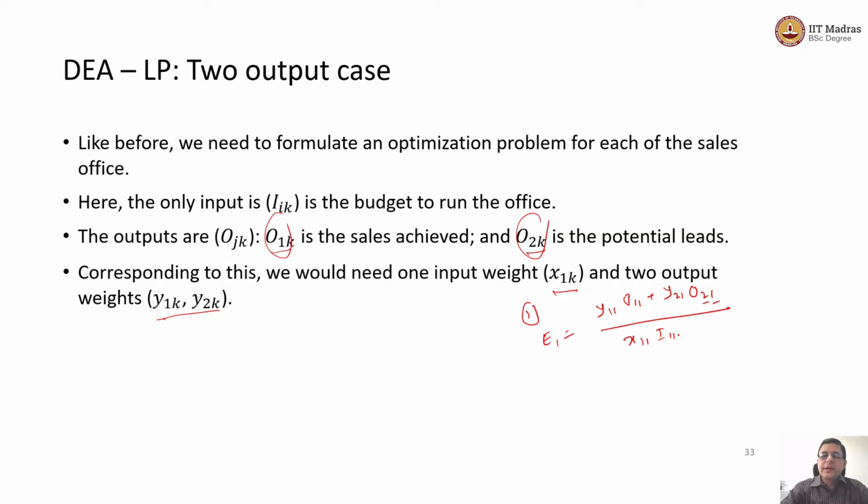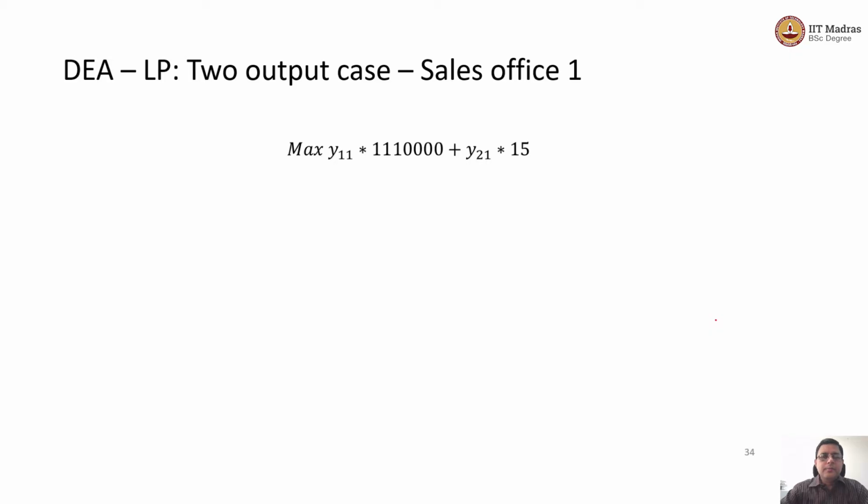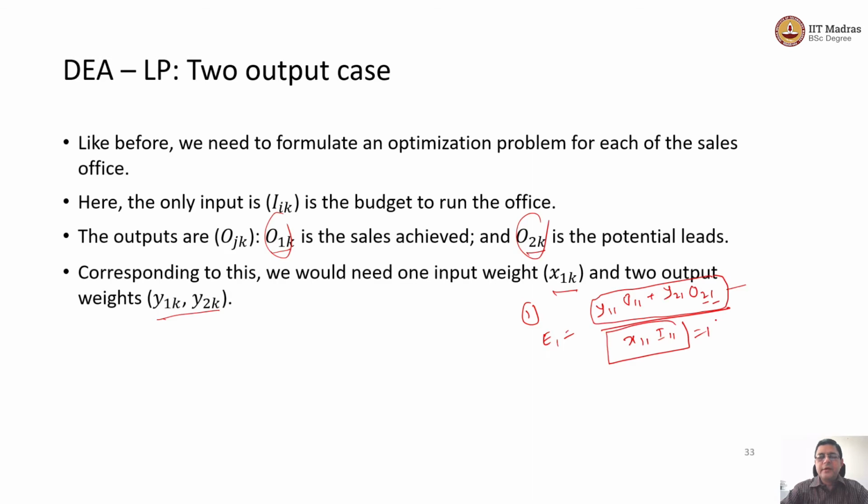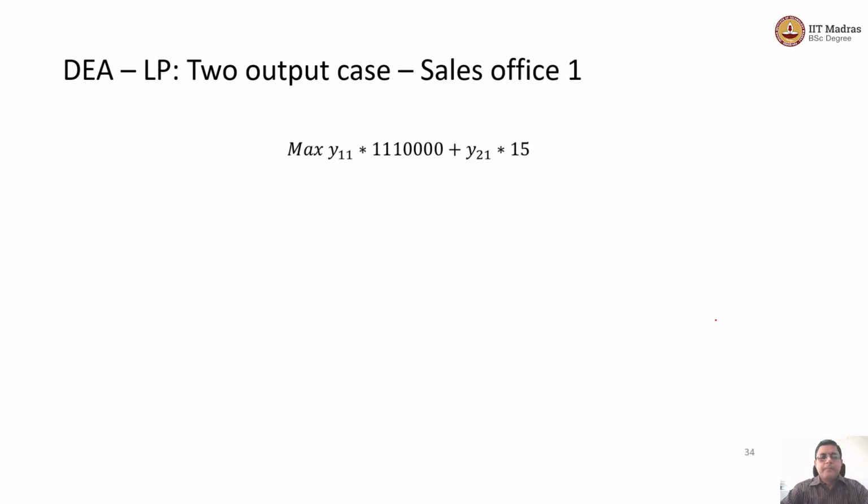And how do you translate that to the linear programming problem? You say that I will maximize only the numerator, so this will become the objective function. I will normalize the denominator to 1, that becomes the first constraint. Right? So let us do that. Maximizing the weighted output is going to be the objective function, which matches with whatever we had written here. The first constraint is going to be normalizing the input. Normalizing the input is written this way: X11 multiplied by 2 lakhs. 2 lakhs is the budget, which is the only input that is given, and we normalize this to 1.